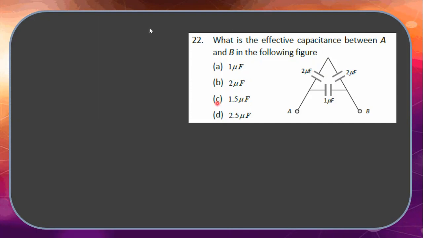So the effective capacitance of these two is taken as CS. This is called the series combination. CS is equal to what? CS is equal to C1 C2 divided by C1 plus C2.